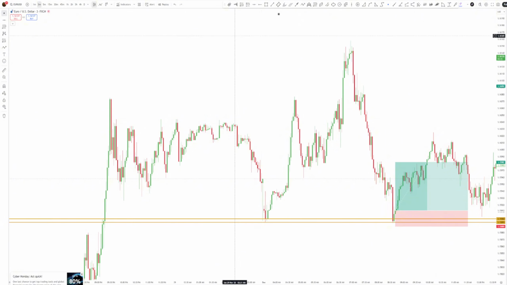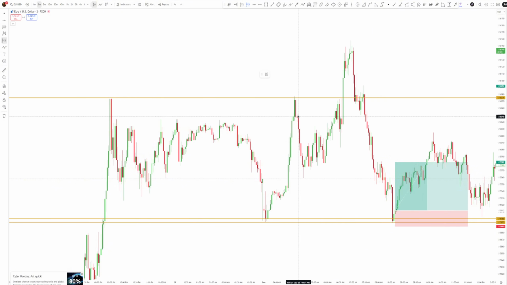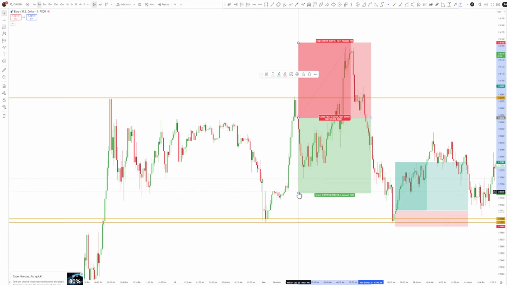Now let's look at a resistance zone. Okay, here we have found resistance right here. Here the price came to this wick level and got heavily rejected. This indicates that the sellers are stronger than the buyers. So we will take entry at the second candle or the third candle closing.